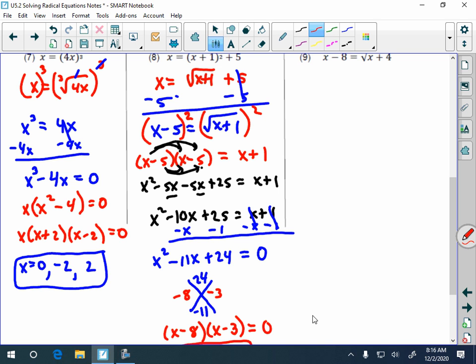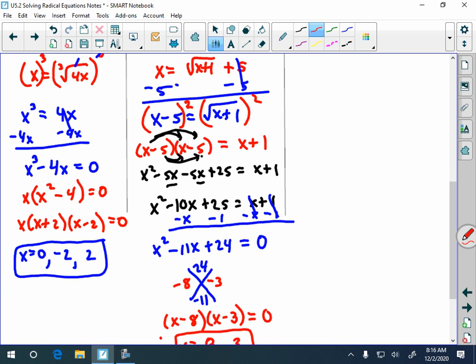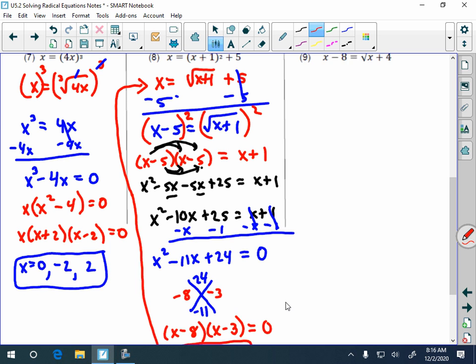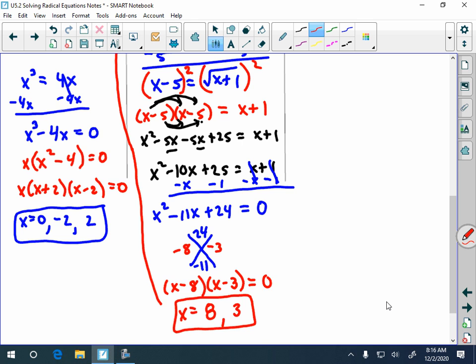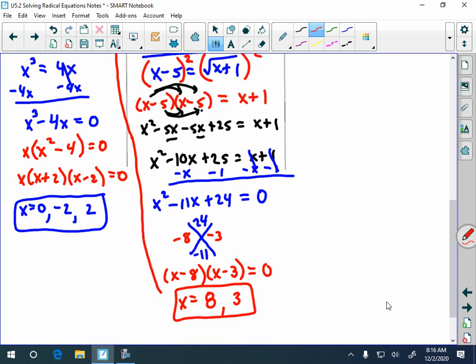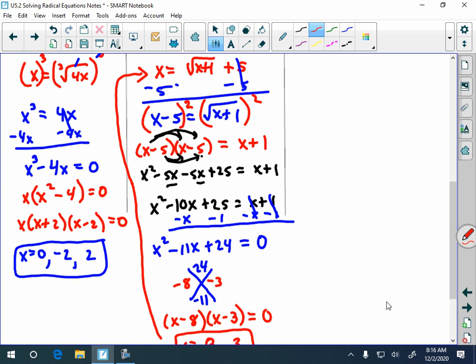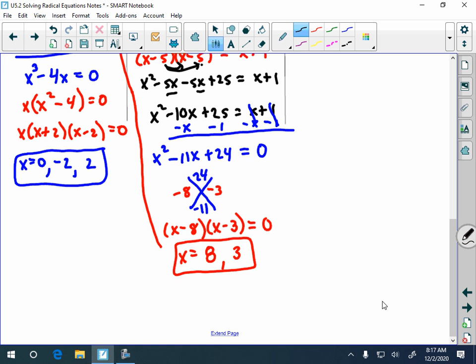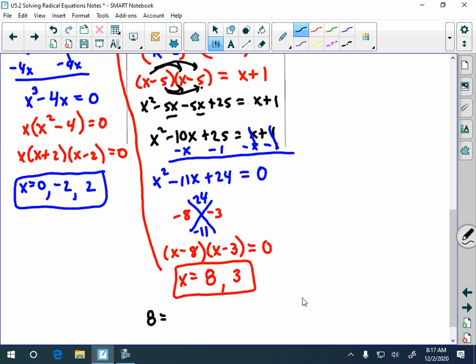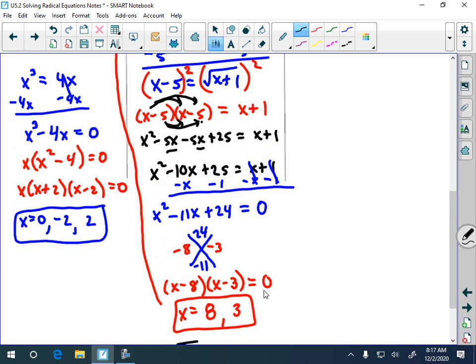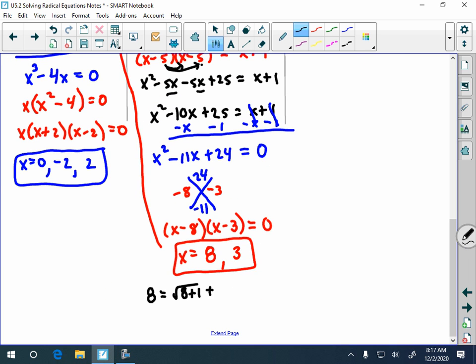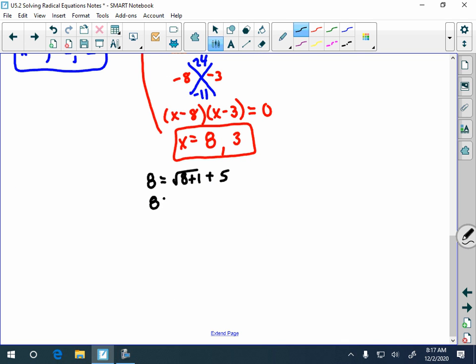So where we're going to check it is at the original problem, where I changed it from a fractional exponent into a radical. It's just easy. So I'm going to plug in each of those numbers and see does the left side equal the right side. So I'm going to plug 8 in first, just so you can see. I'll do it down here so you can see the work. So 8 equals square root of 8 plus 1, plus 5. So I want to see does the left side equal the right side. So I get 8 equals square root of, that's the square root of 9, and that's 3, and that's 8. So yes, they do work. So 8 works.